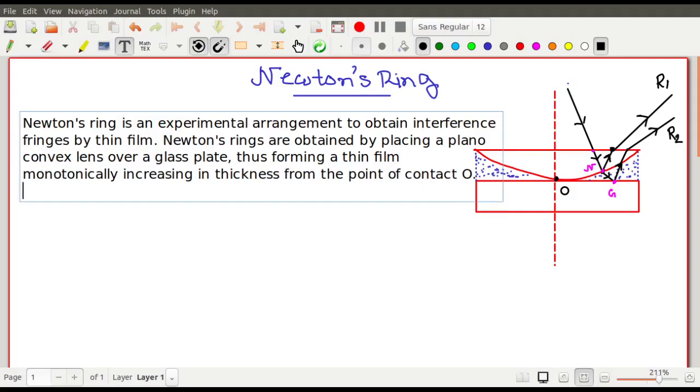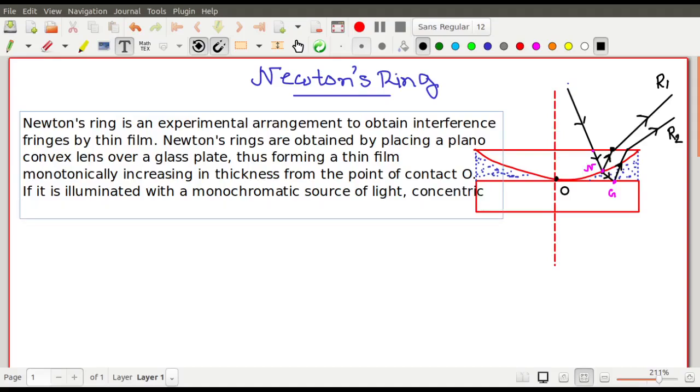So this is the arrangement. If it is illuminated by a monochromatic source of light, concentric rings are obtained as interference fringes.